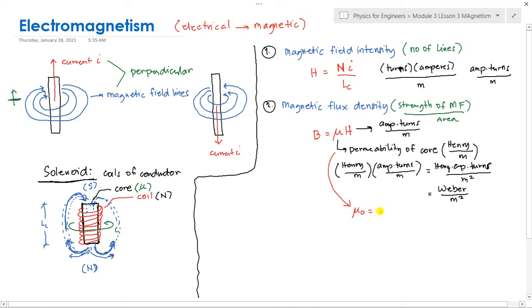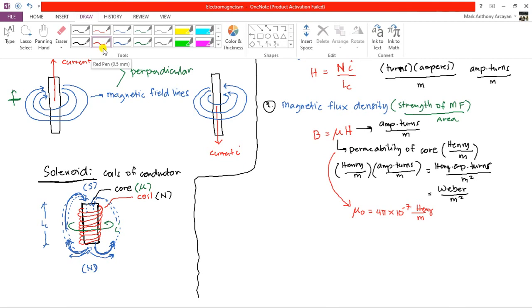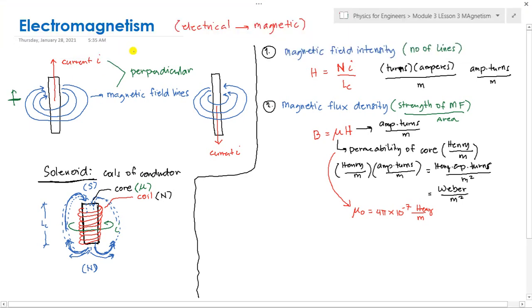On your scientific calculator, the equivalent is 4 pi times 10 to the power of negative 7. Please explore the constants there. The unit here is again Henry per meter. That is the permeability of air, for a solenoid with no core. Now, if you have a core of material, let's say iron or steel, we call it another quantity, the relative permeability, mu R. This is relative permeability.